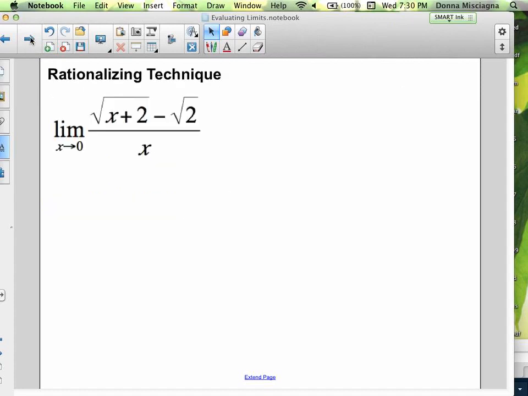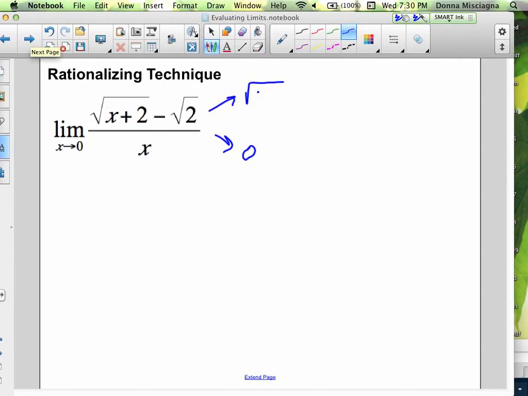And that's this one here. All right, so let's take a look, because if I can just plug in, I'm not going to be rationalizing. But we can see the denominator is going to be a problem, right? If I plug in 0 for x, that's 0. How about the numerator? Well, that would be the square root of 0 plus 2 minus the square root of 2. Well, that's just 0. All right, so both the numerator and denominator are going to 0. That means this is an indeterminate limit.